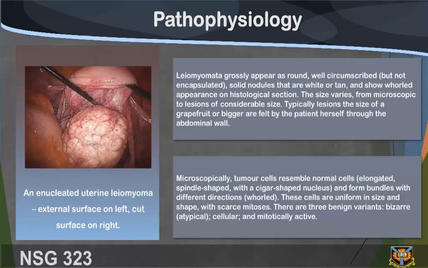Microscopically, tumor cells resemble normal cells, elongated, spindle-shaped with a cigar-shaped nucleus, and form bundles with different directions. These cells are uniform in size and shape with scarce mitosis. There are three benign variants: bizarre, atypical, cellular, and mitotically active.